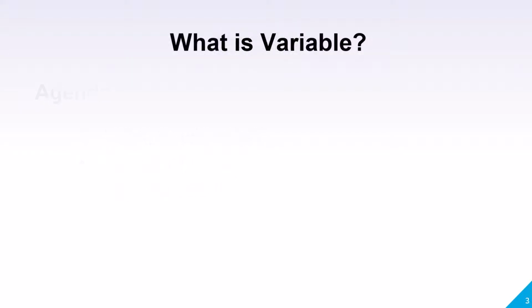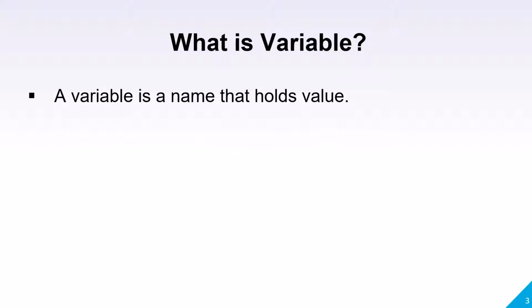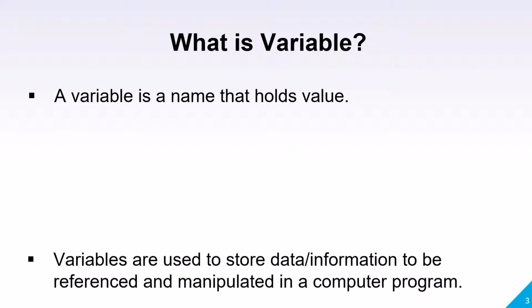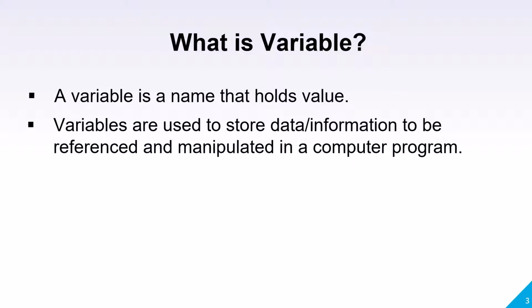What is variable? A variable is a name that holds value. Variables are used to store data or information to be referenced and manipulated in computer program. For example, x equal to 10, y equal to 5, sum equal to 15. Here x, y, sum all are variables, and x equal to 10: 10 is the value of that particular variable which is assigned to x. Similarly y value is 5 and the sum value is 15.